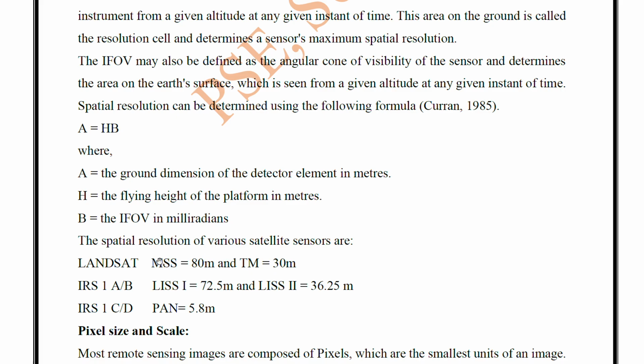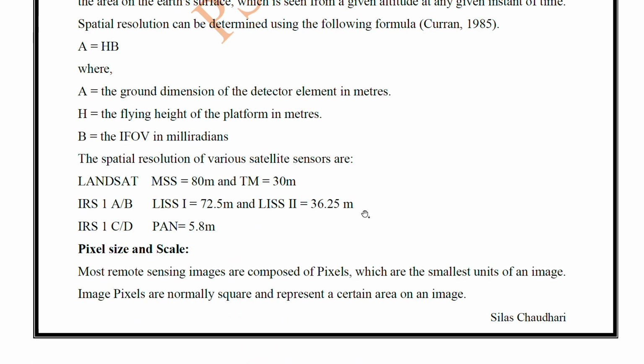The spatial resolution of various satellites. There is Landsat, whose sensors are MSS, which gives a resolution of 80 meters, and TM, which gives a resolution of 30 meters. There is the Indian satellite IRS 1A and 1B. There are two sensors, LISS 1 and LISS 2. LISS 1 gives 72.5 meters and LISS 2 gives 36.25 meters resolution. IRS 1C has a sensor called PAN, which gives a resolution of 5.8 meters. So this is more accurate.